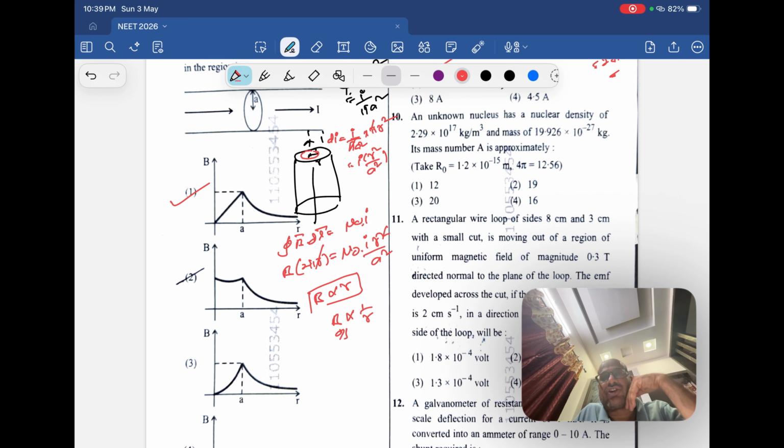Okay. Yeah. Now an unknown nucleus has a nuclear density. Nuclear density is constant, right? Not proportional to mass number. Nuclear density is always constant, independent of mass number. Okay. And the mass of the nucleus is given. So its mass number is approximately asked. So that formula you can write. Density is mass by volume, and volume is what? 4 by 3 pi r cube. So m by 4 by 3 pi r cube.